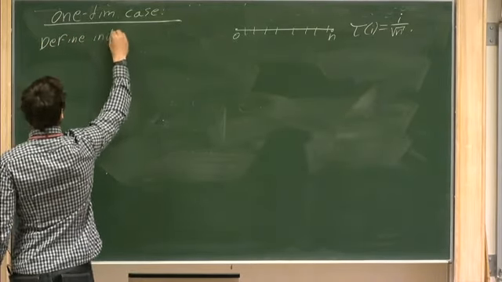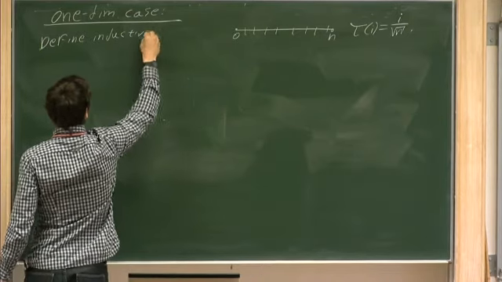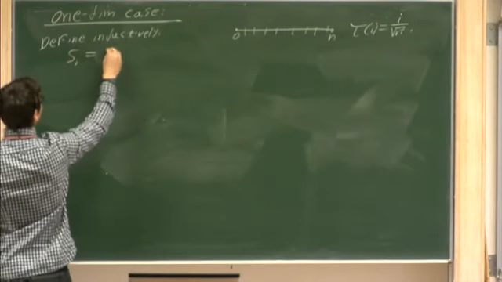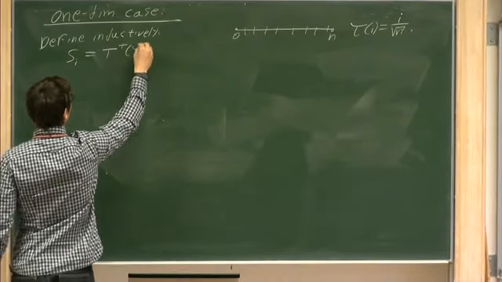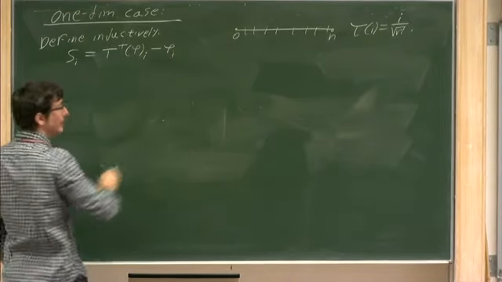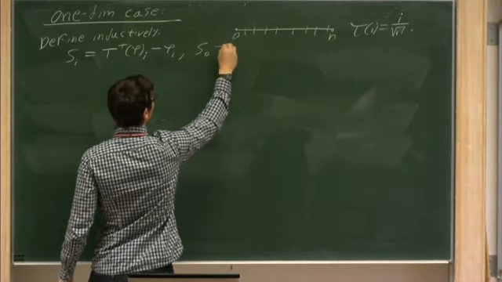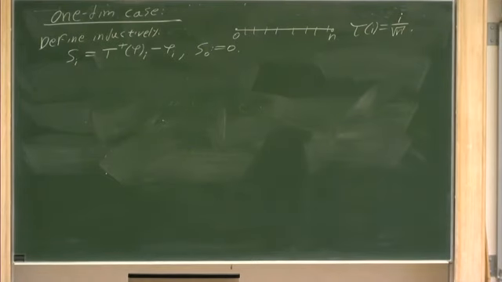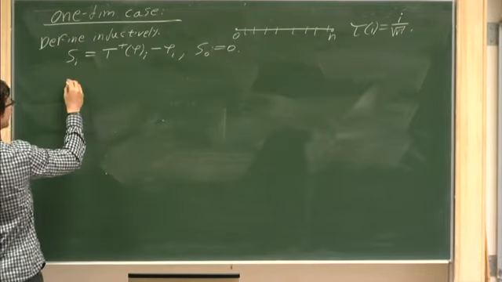OK, so what I'd like to define for you inductively is how much you add. So S_i is going to be t plus phi at the point i minus phi of i. And I'll first take S of 0 to equal 0. And now I'd like to define for you inductively how much you add to a point. So I'd like to tell you what S_i is.